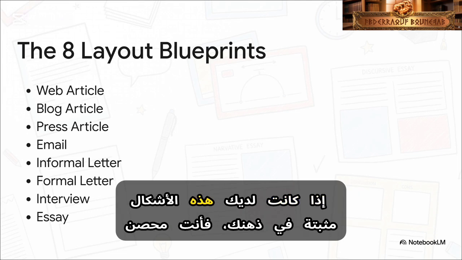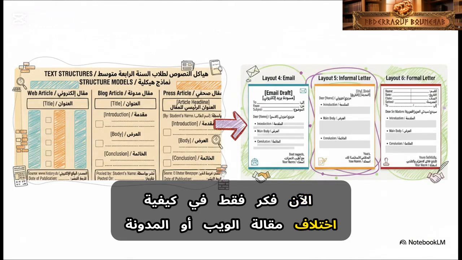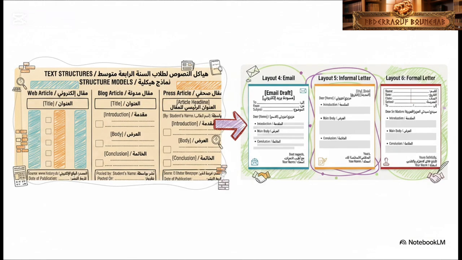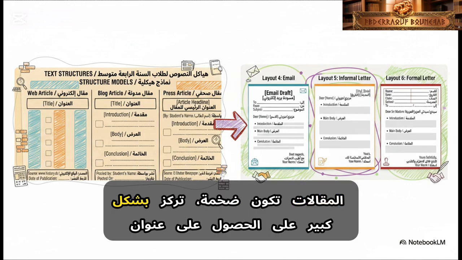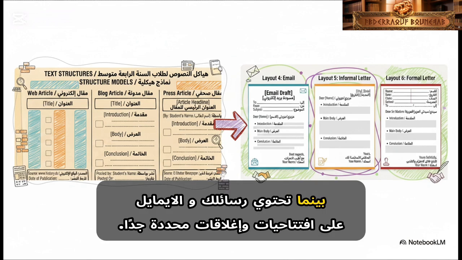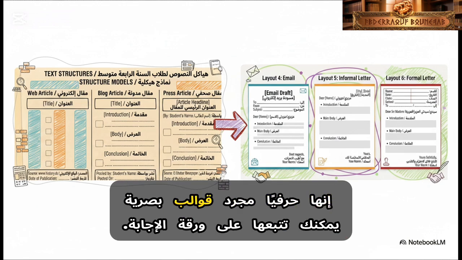If you have these shapes locked in your head, you are completely immune to freezing up when you open that exam booklet. Now just think about how completely different a web or blog article looks compared to a letter or an email. I mean, you can spot the difference from a mile away. Articles are very blocky, highly focused on getting a title at the top and a source at the bottom. Exactly. While your emails and letters have very specific, structured openings and closings. You have to recognize these matching shapes. They are literally just visual templates that you can trace out onto your answer sheet.